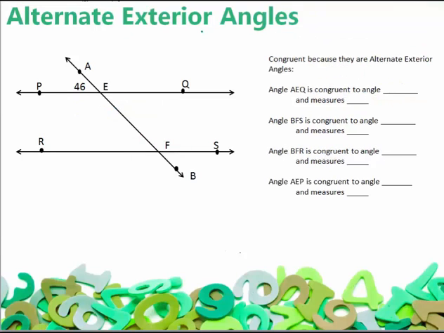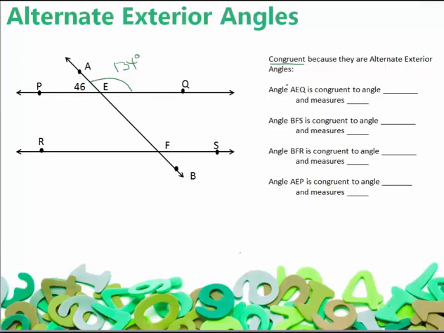Let's move on to alternate exterior angles. Alternate exterior angles are also congruent. Let's look at what they are. Exterior means they're on the outside of the parallel lines, and they alternate over the transversal. So if we're looking at angle AEQ, this angle, which we've already talked about equaling 134 degrees because there's a straight line. Straight lines are 180 degrees. So if we have a 46 degree angle, the other angle must be 134 degrees.